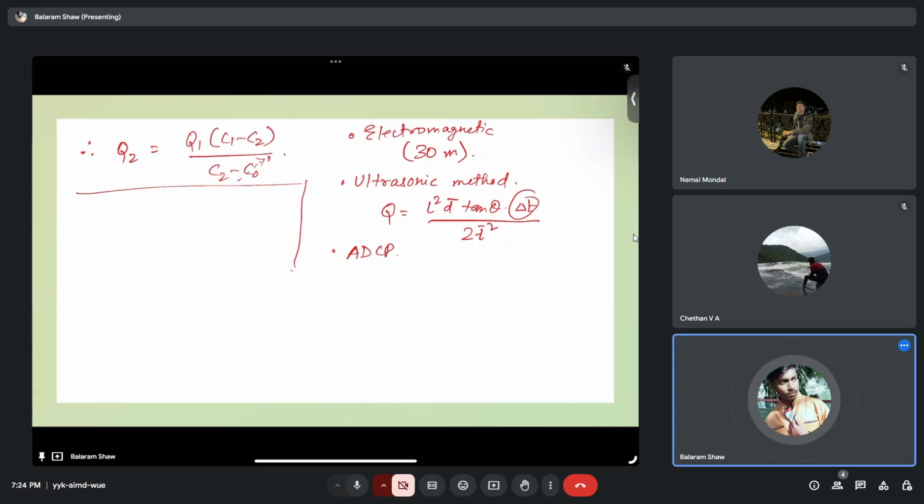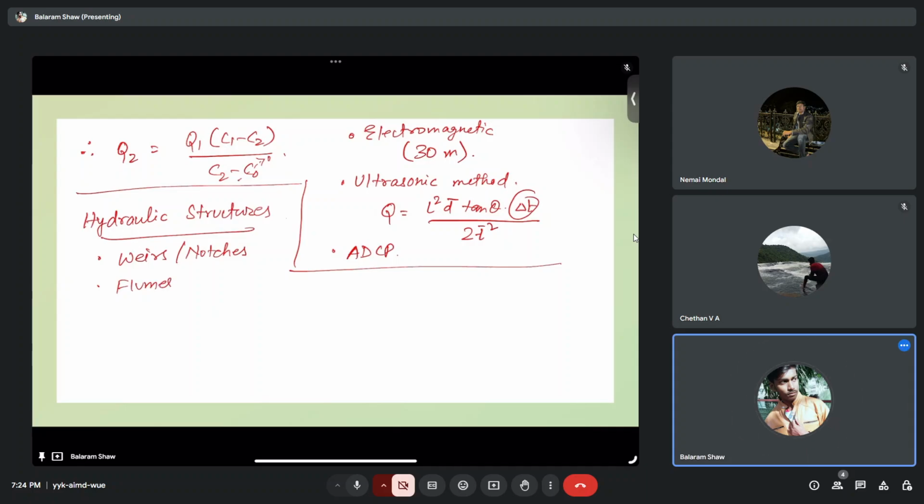Okay, so these are some of the methods that are used. After this, I mentioned that we have hydraulic structures also, right? So we have weirs, or notches. The difference is just with what material it is made. Weirs, notches, then flumes, right?